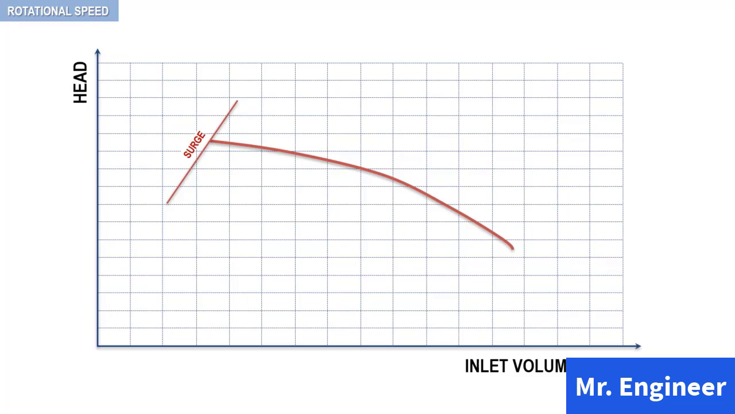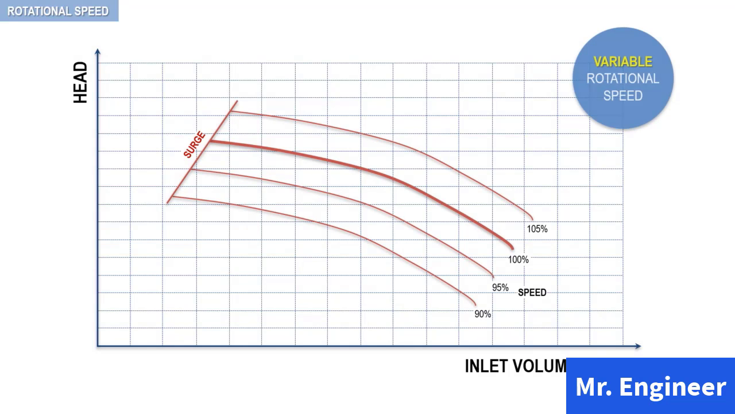Centrifugal compressor performance varies with the rotational speed. For a given inlet volume flow, a higher rotational speed will raise the performance curve, as depicted here. If the variation in speed is not too large, say 90% to 105% of rated speed, we can predict the compressor performance from the fan law relationships.